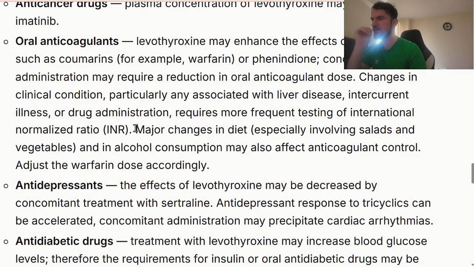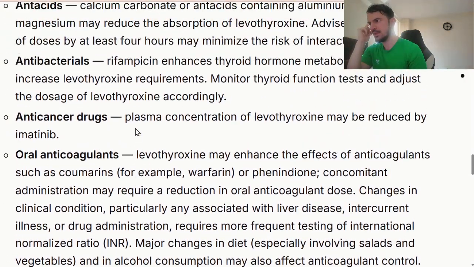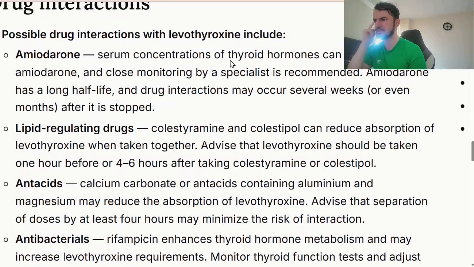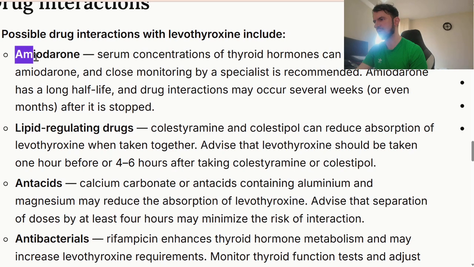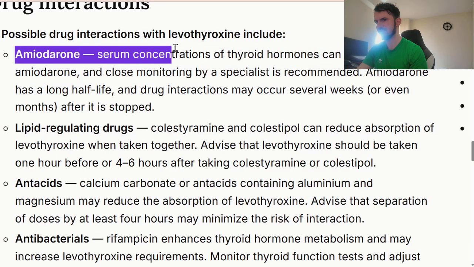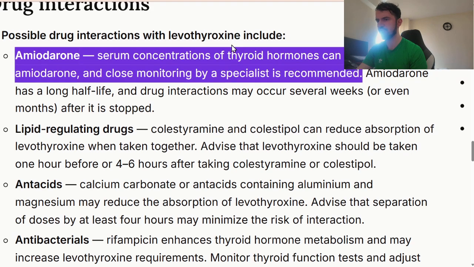So when it comes to levothyroxine, a lot of interactions are important. Amiodarone, as we mentioned as well, is another medication linked to thyroid levels, so knowing how it interacts with levothyroxine is important. As we know, amiodarone causes hyper and hypothyroidism, so understanding how it interacts with levothyroxine is very important. Serum concentrations of thyroid hormones can be affected by amiodarone, and close monitoring by a specialist is recommended. So this is very important.